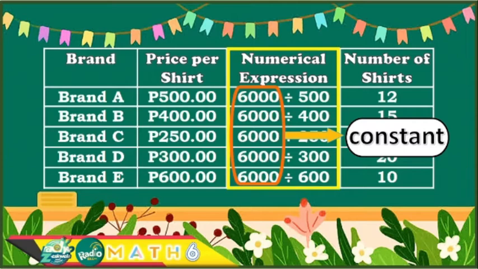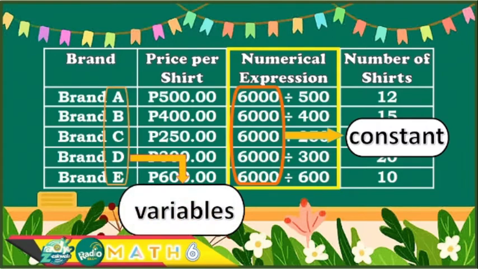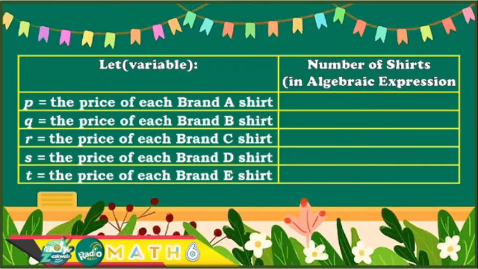If you do not know the price of the polo shirt, we can use a variable to stand as a price. Then, in that way, we can write an algebraic expression for the number of shirts. Now, to represent the price of each brand of shirt, we make use of a variable and write an algebraic expression to represent the number of shirts that Glenn can buy for 6,000 pesos. Keep in mind that a variable can be any letter or symbol used to represent a number.